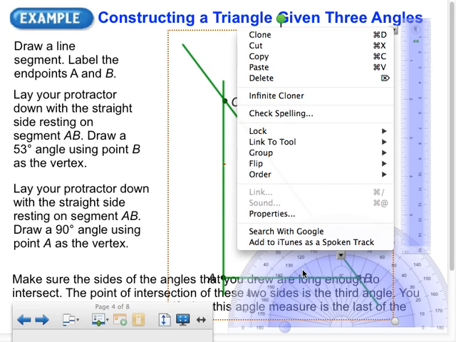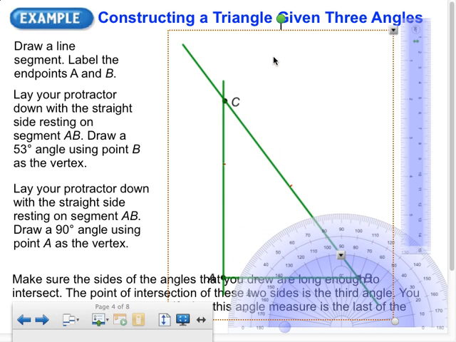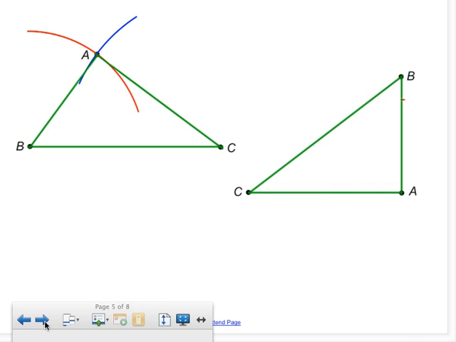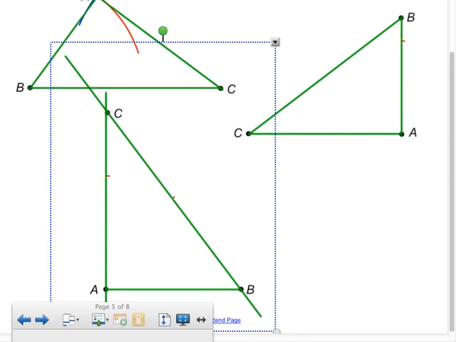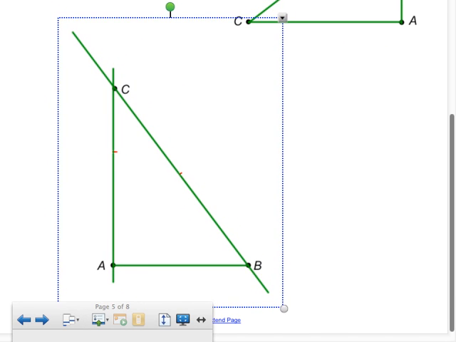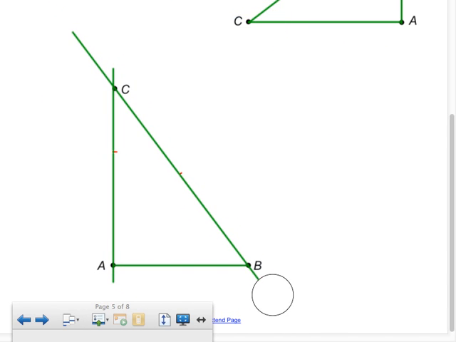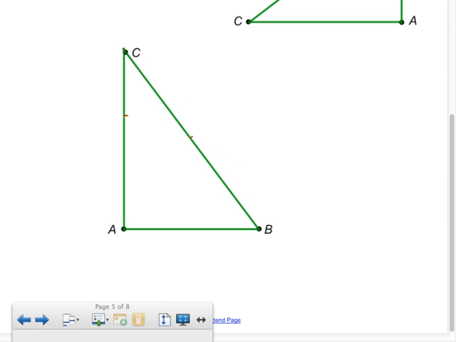Copy this. All right, so here's my third triangle. And I'm going to go ahead and erase off some of the excess. All right, so here are the 3 triangles I drew.